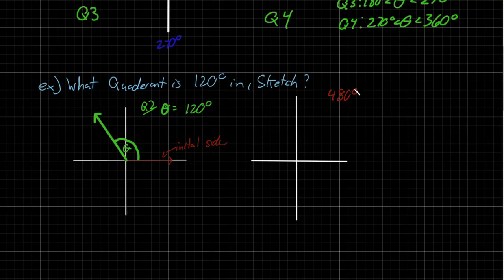It's in between 90 and 180, but it's closer to 90. How do we do this? Go 480 degrees from the initial side. So now I'm going 480, right? If I go here, how many did I go? 90. 180. 270. And what if I go all the way around? That's how much? So I have to keep going.